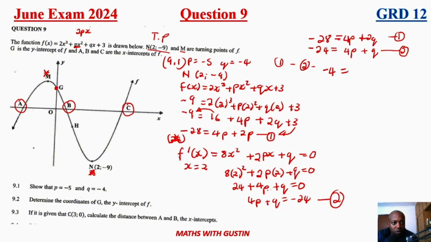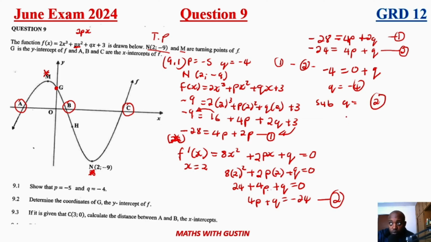And then you say 4p minus 4p is equal to 0, and then plus here 2q minus q, we're left with only 1q. Therefore it means q is equal to negative 4. Then we can substitute in either equation to find p. So let's use equation number 2. Then we're going to substitute q into equation number 2.